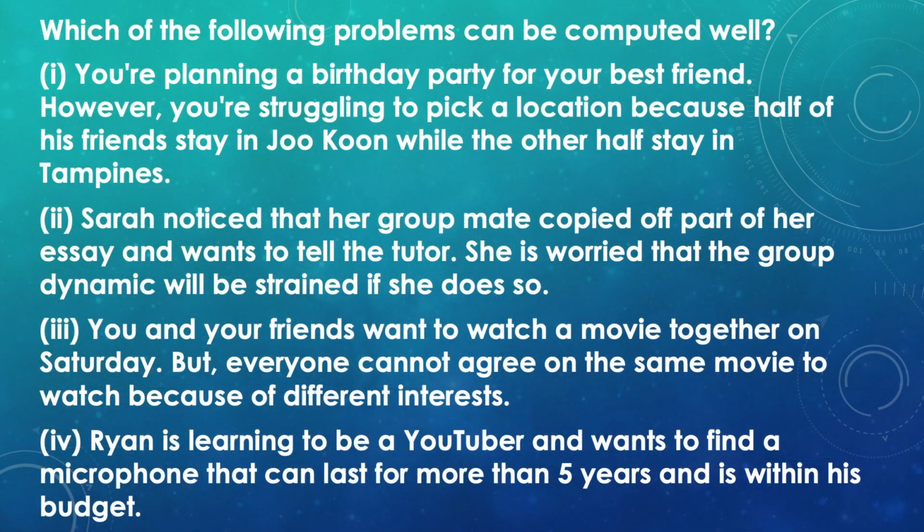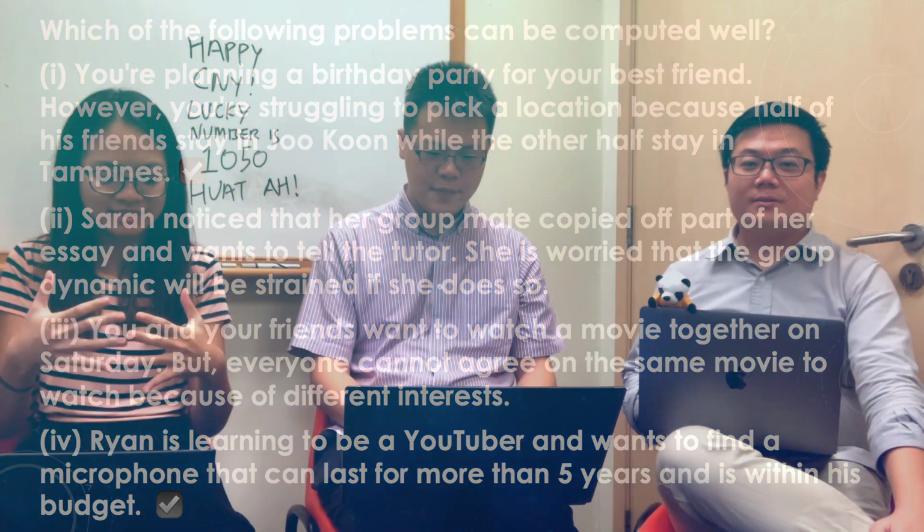So, the correct options are actually 1 and 4. And like his approach, I'll also be explaining why options 2 and 3 are wrong. So option 2, Sarah noticed that her group mate copied off part of her essay and wants to tell the tutor. She is worried that the group dynamic will be strained if she does so. Why this can't be computed well is because group dynamics is something very subjective, with a lot of emotions running high. So it's very hard to build a model to abstract this problem. There's no one-size-fits-all solution.